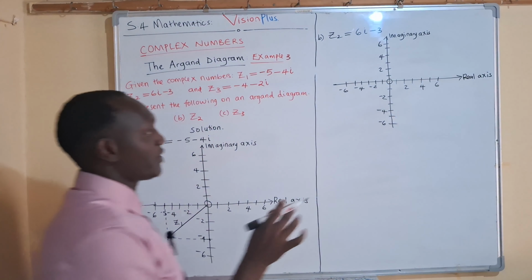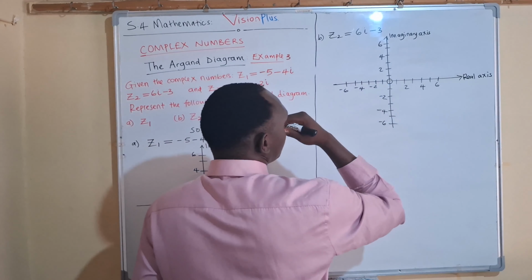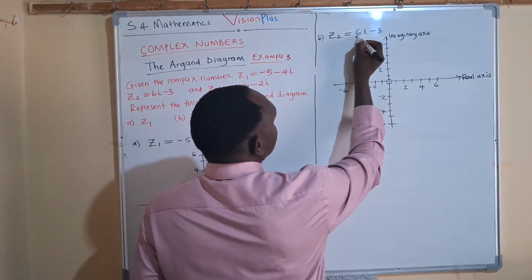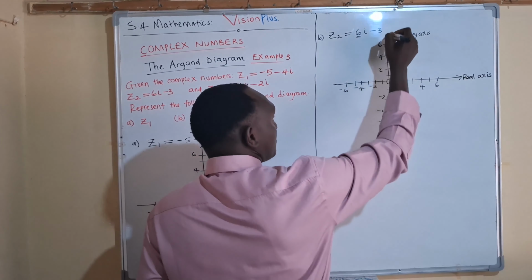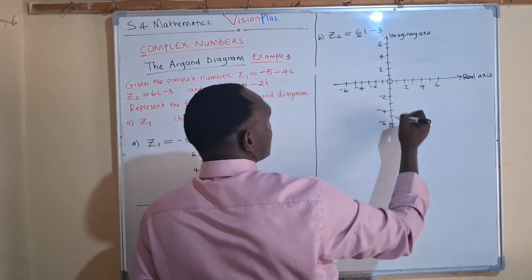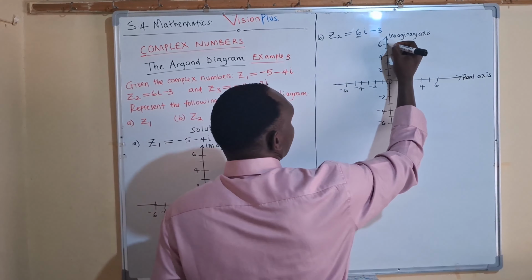Now, after drawing the axis, this is just the complex plane. Now we need to indicate. Now here we are seeing 6i is positive 6i. It is i. Since it is i, it must lie on the vertical axis. So let us look for 6 on the vertical axis. Positive 6, it is here.